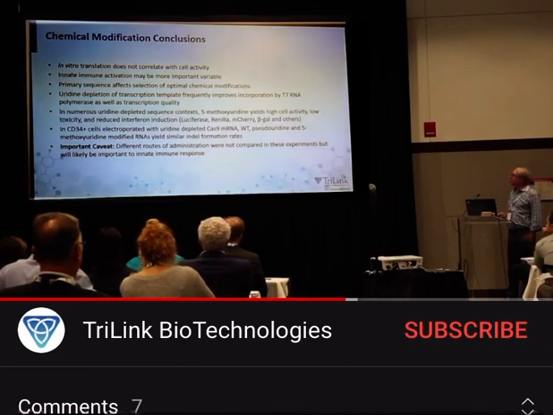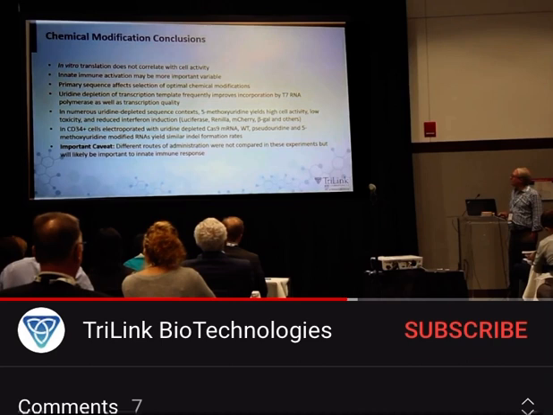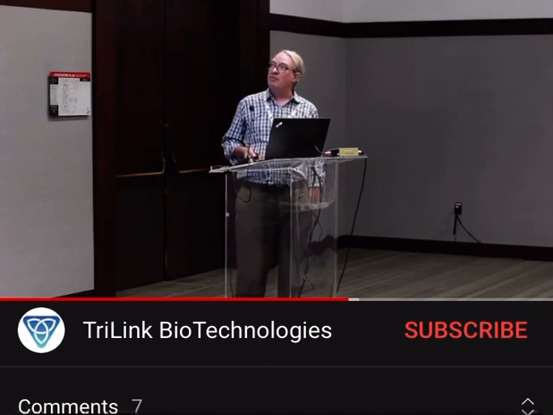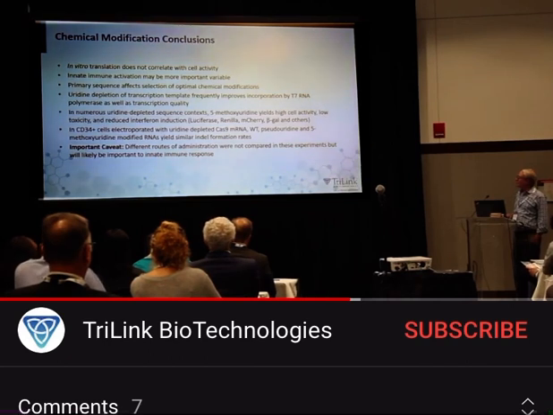So some conclusions about the chemical modification section is that in vitro translation does not correlate with cell activity. And so that suggests that there's another layer on top of that, and we think that has to do with innate immune activation. Primary sequence selection is important for optimal chemical modification. And we found in a number of different contexts that uridine depletion frequently improves incorporation by T7 polymerase, as well as their yield and quality. And that in numerous sequence contexts, we found that uridine depletion in combination with 5-methoxy-uridine yields high cell activity, low toxicity, and reduced interferon.